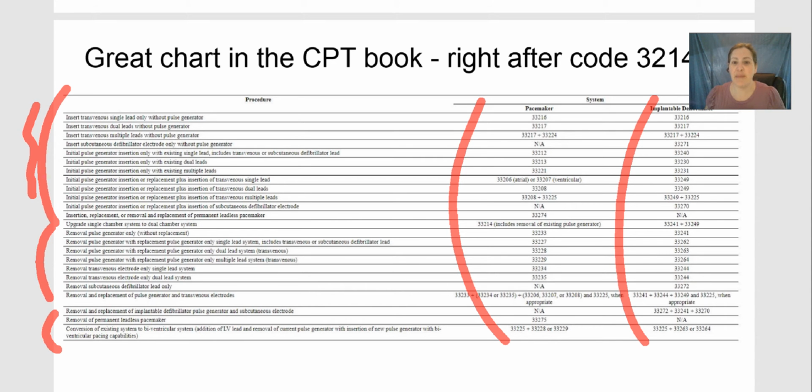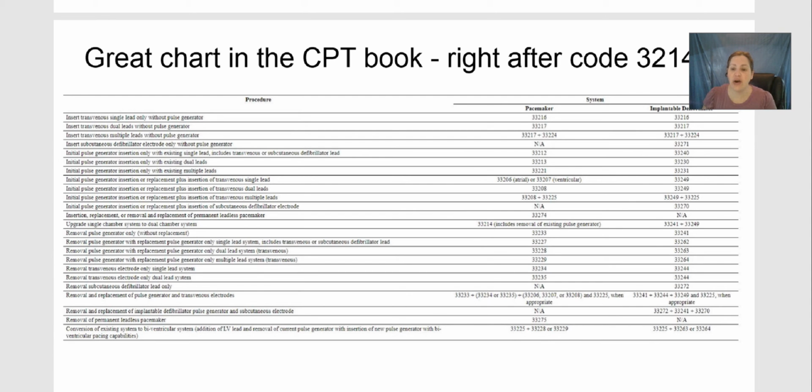But coding isn't about knowing. Coding is about knowing where to find the answer. I don't have to memorize the book. I just have to know how to find what I'm looking for. So this chart is really, really helpful for finding the right codes.